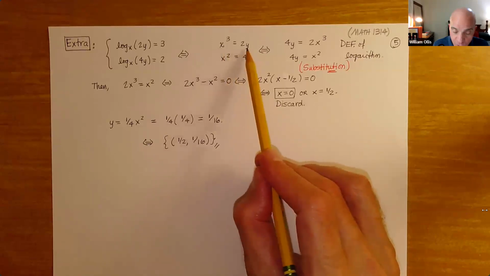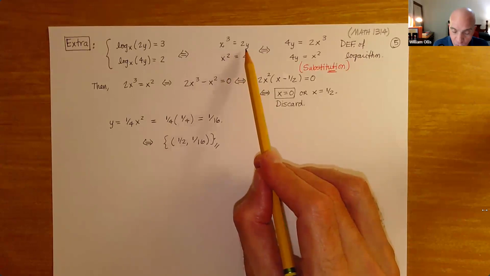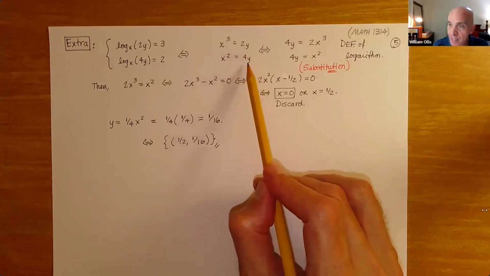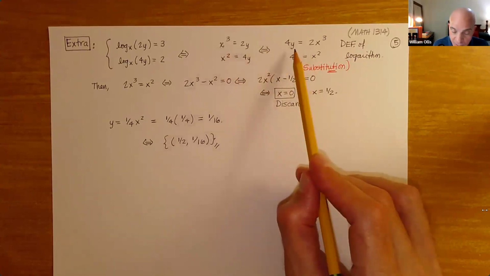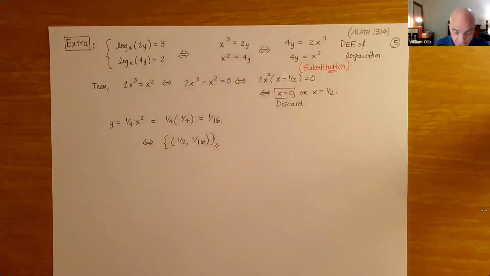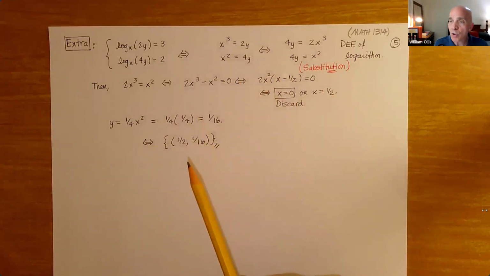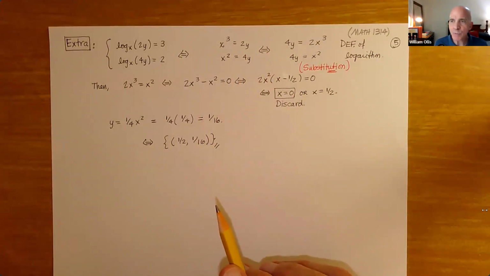Notice if we multiply, in this particular case, the first equation by 2, then we will mimic the 4y that we have in the second equation. So multiplying the first equation by 2 gives us, in this case, 2 times 2y, which is a 4y, and then 2 times x cubed, which gives us 2x cubed. So we'll often find with systems of nonlinear equations that substitution is usually the most valuable.